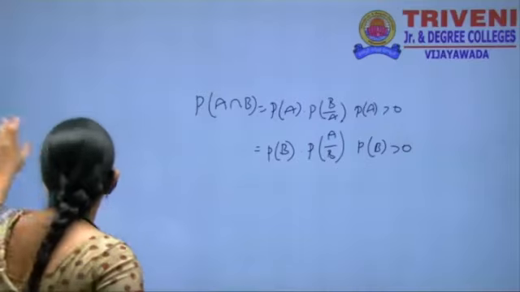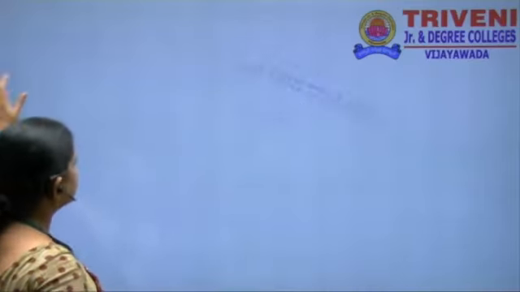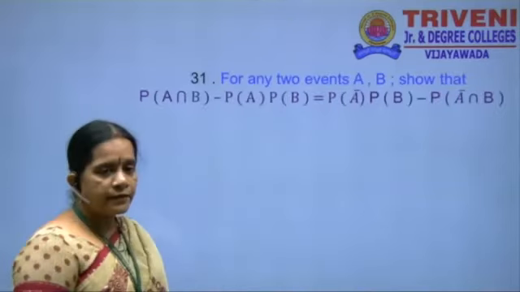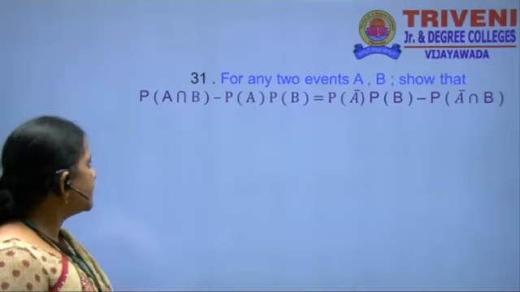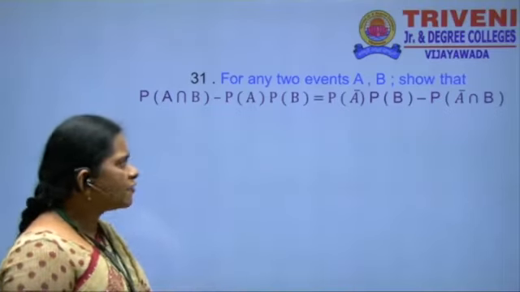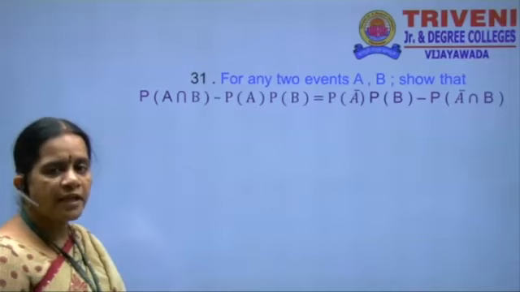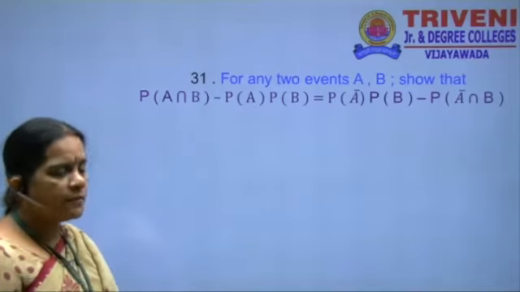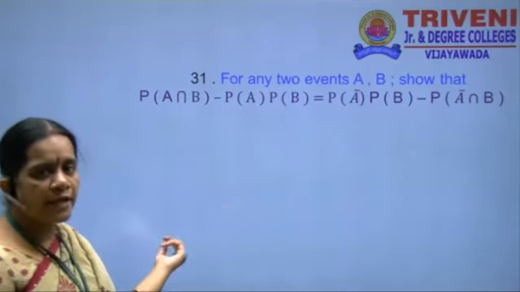Okay, the first one is: for any two events A, B, show that P(A ∩ B) − P(A) × P(B) = P(A bar) × P(B bar) − P(A bar ∩ B bar). You have to prove that. Take the RHS and prove the LHS.